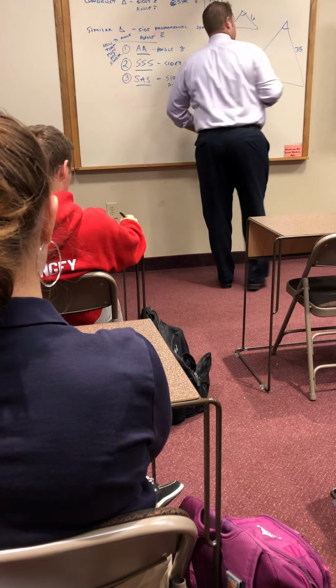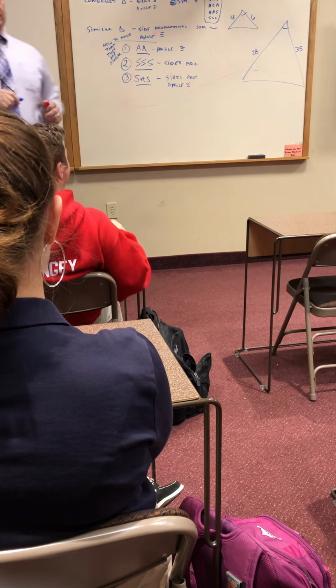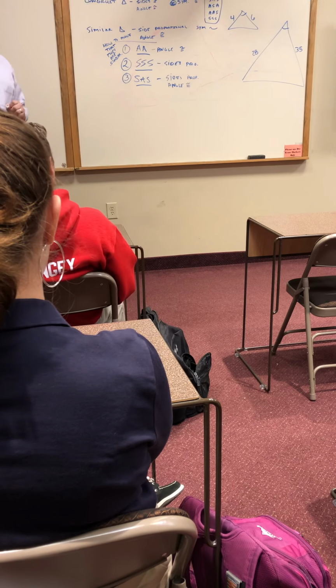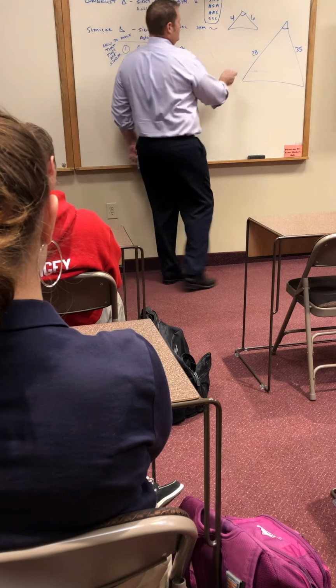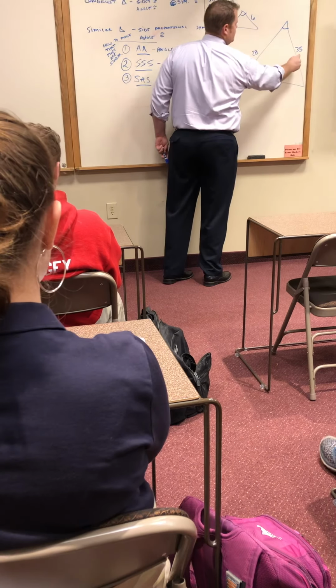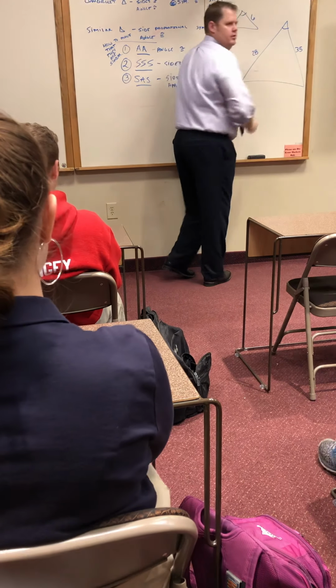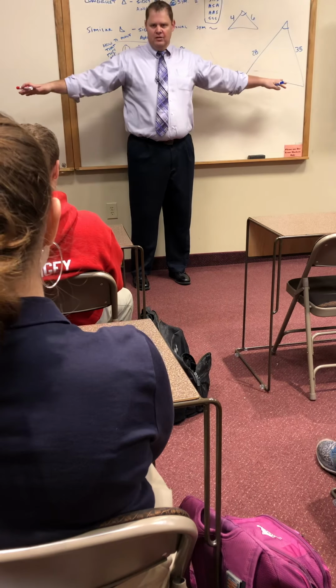Okay. So similar or not similar? Not similar. Why? So 7 times 4 is 28. So 7 times 6 has to be 42. Is that 42? No. So that is not, so therefore these are not similar.